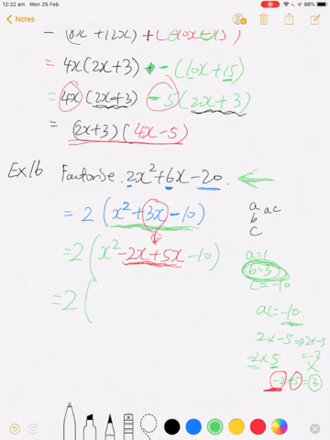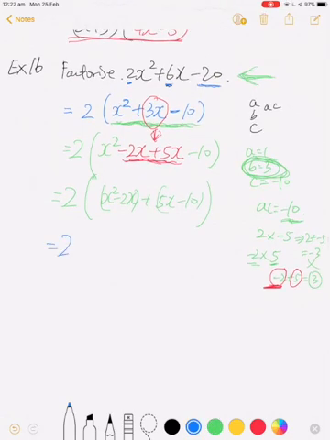Now do the grouping. x squared minus 2x plus 5x minus 10. So let's continue. Keep that 2 outside, and then the common factor of x squared minus 2x will be x. So after we take x out, we have x minus 2. For the second one we have a common factor of 5 and 10, which is 5. Take 5 out, we have x minus 2 left.